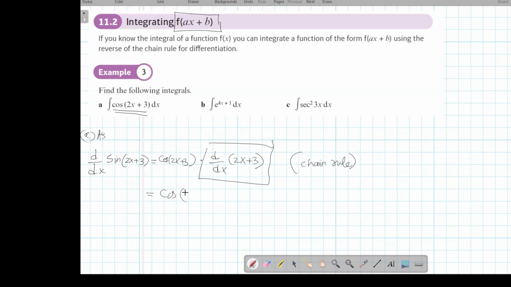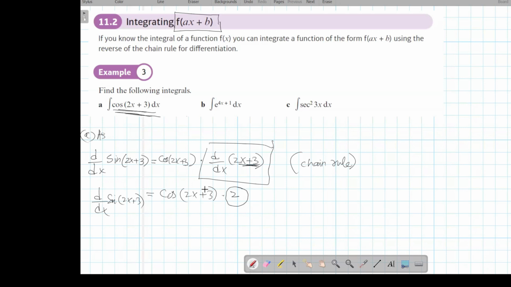So if it is linear, then the derivative of a linear function is simply the coefficient of x, which is 2, because the derivative of x is 1 and the derivative of 3 is 0. So you get 2 as the derivative of this composite function. So if the derivative of sine 2x plus 3 is cosine 2x plus 3 multiplied by 2, this 2 is missing here, right?